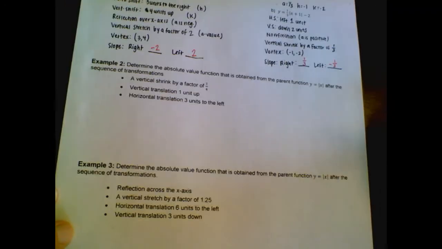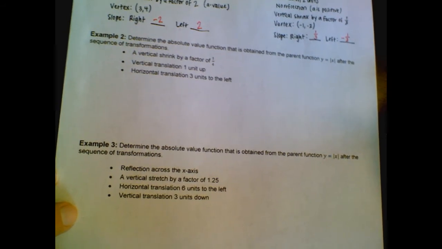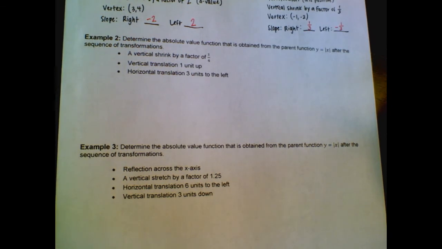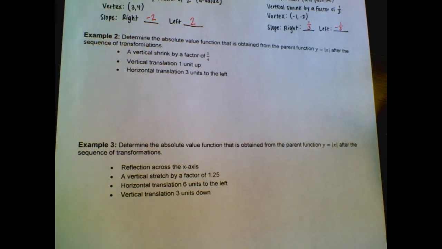All right, so example 2 and 3 are kind of similar to each other. We didn't necessarily talk about this in class, but I just want to make the connection of the a, h, and k. So we want to determine the absolute value function that's obtained from the parent function y is equal to the absolute value of x after the sequence of transformations. So basically what I'm going to do here is go through and identify what value this has to do with. Is it a, is it h, is it k? And then we can take our standard form of our equation and just plug in things that we know to make a new standard form of an equation.